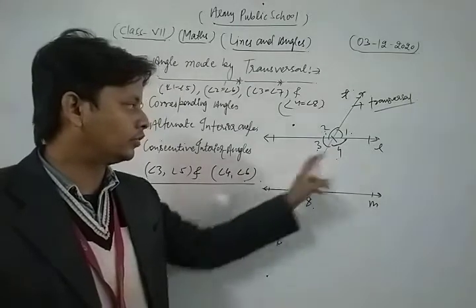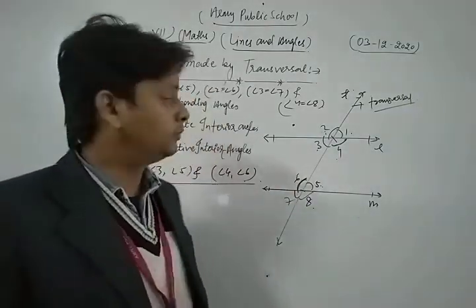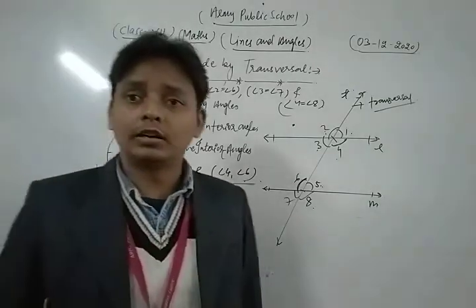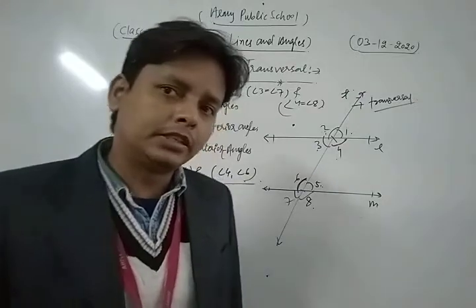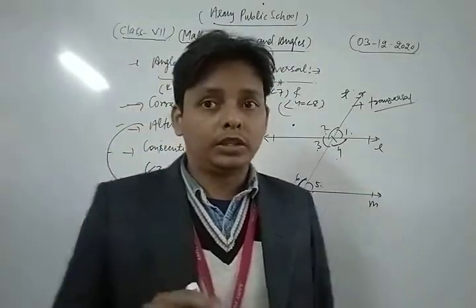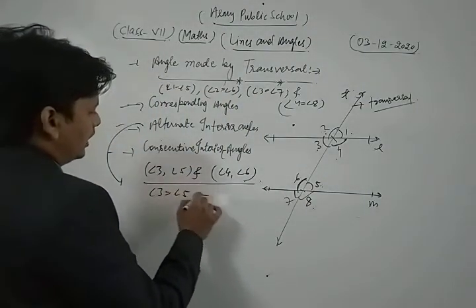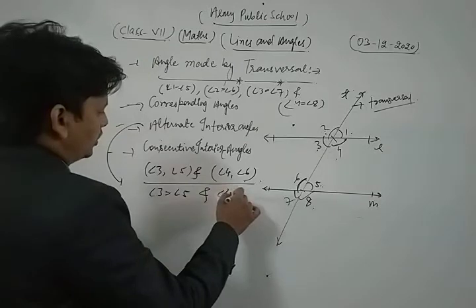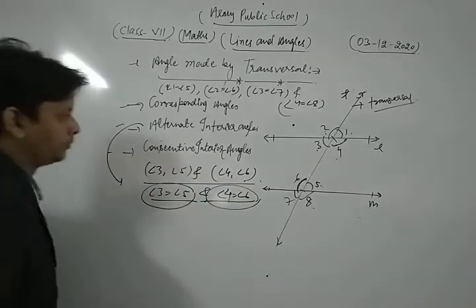This is 3, 5, 4, 6, and one of the most important relationships between these angles is what? When two parallel lines are cut by the transversal T, in that condition the pairs of alternate interior angles are equal to each other. It means that, dear students, angle 3 is equal to angle 5 as well as angle 4 is equal to angle 6. These are the very important relationships between them.